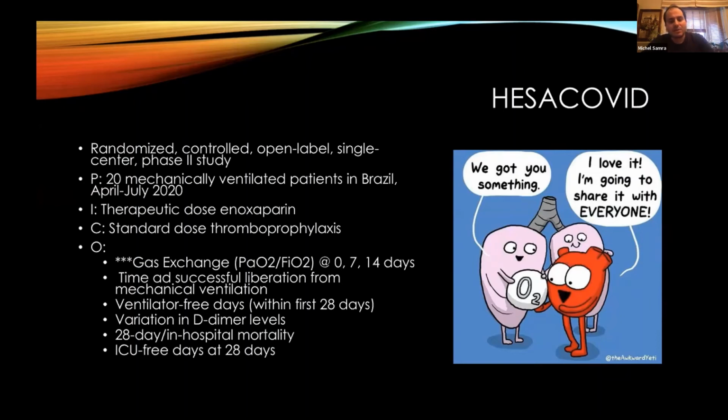In terms of outcomes, what was interesting is their main outcome was actually looking at gas exchange. So they were looking at the PaO2 over FiO2 ratio. And now you say, that's why, Mike, you spent so much time on that weird physiology stuff at the beginning. So they were looking really at gas exchange, as a change over time at 0, 7, and 14 days. And other outcomes were the time it took to get liberation from mechanical ventilation, and in association with that, ventilator-free days.